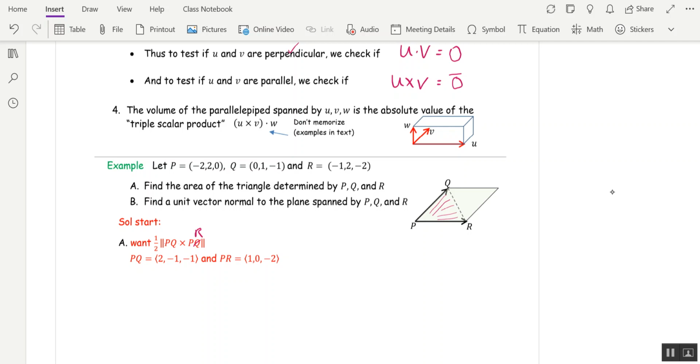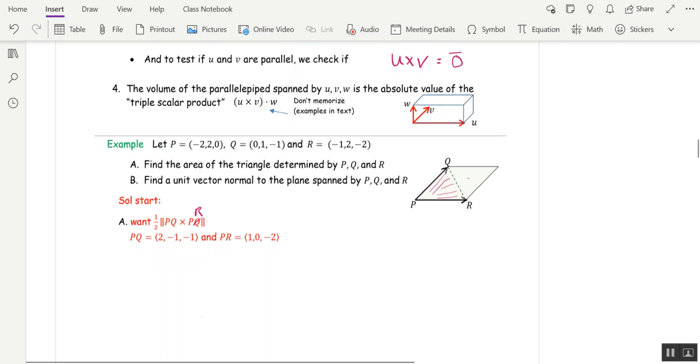Why is that? Well, if I take the length of PQ cross PR, I get the area of this whole parallelogram spanned by PQ and PR. I don't want that. I want half of that because the area of the triangle is going to be half the area of the parallelogram. That's why you see the half there.